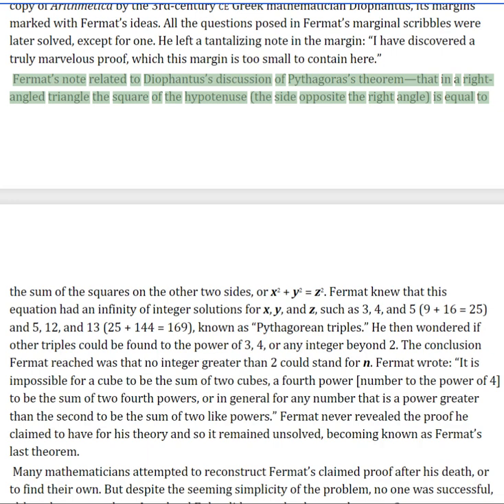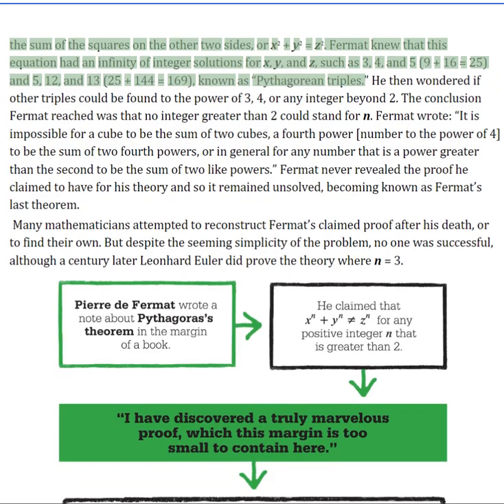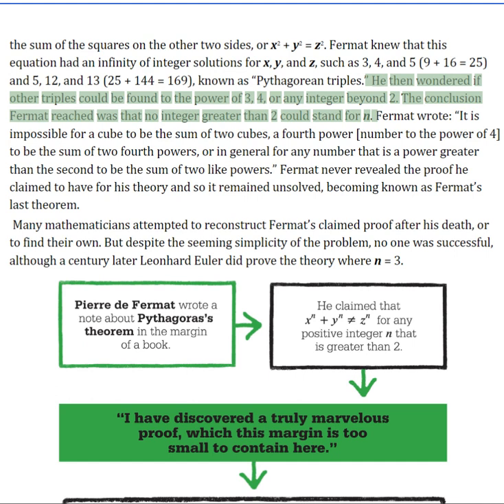of the hypotenuse is equal to the sum of the squares on the other two sides, or x^2 + y^2 = z^2. Fermat knew that this equation had an infinity of integer solutions for x, y, and z, such as 3, 4, and 5, or 5, 12, and 13, known as Pythagorean triples. He then wondered if other triples could be found to the power of 3, 4, or any integer beyond 2. The conclusion Fermat reached was that no integer greater than 2 could stand for n.